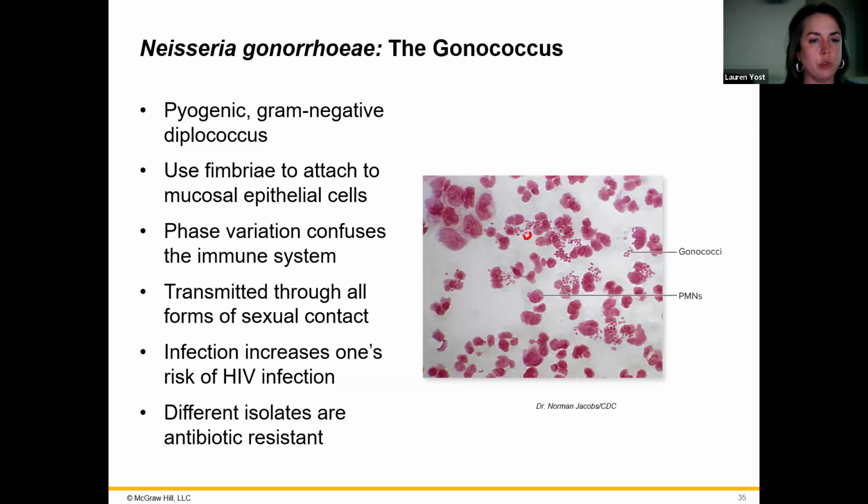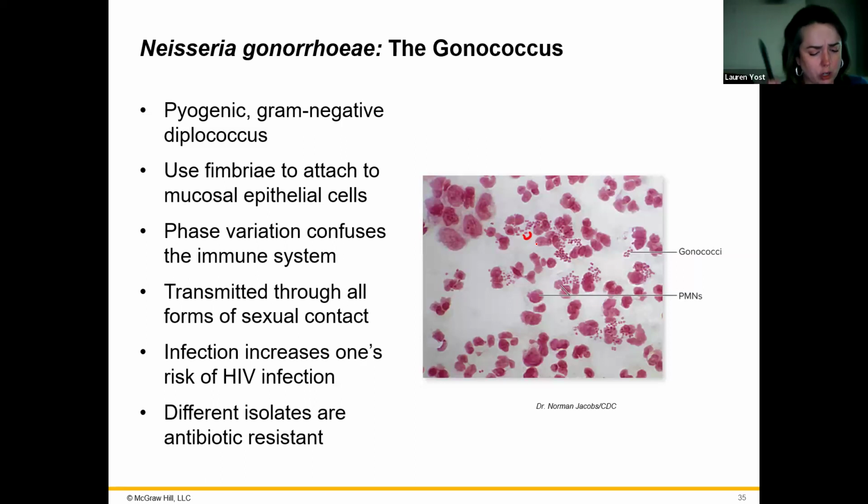They use fimbriae to attach. They have phase variation to change their surface to hide from your immune system. It's transmitted through any kind of sexual contact. It doesn't just have to be genital related. Genital to genital is what I'm trying to say, genital penetration.